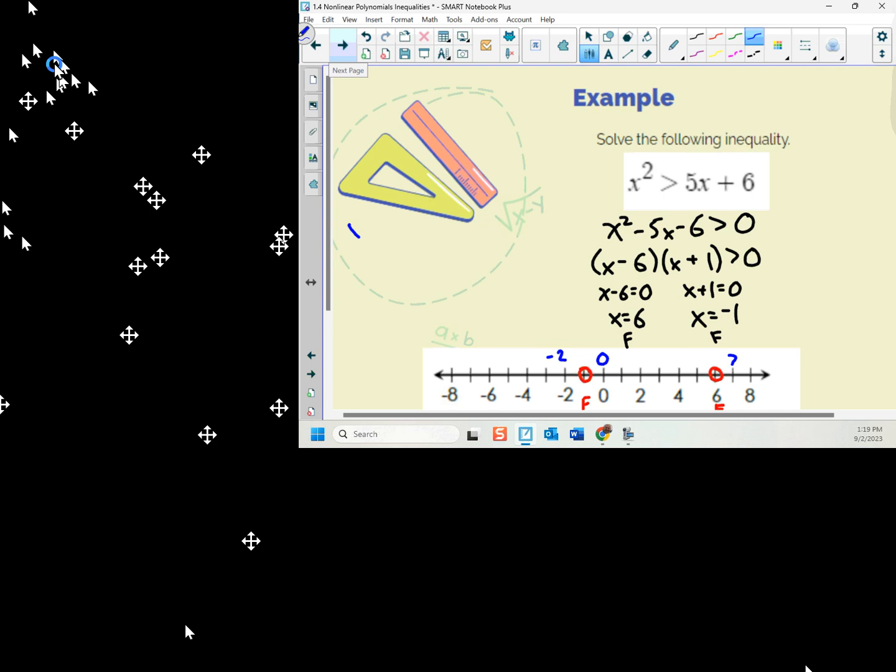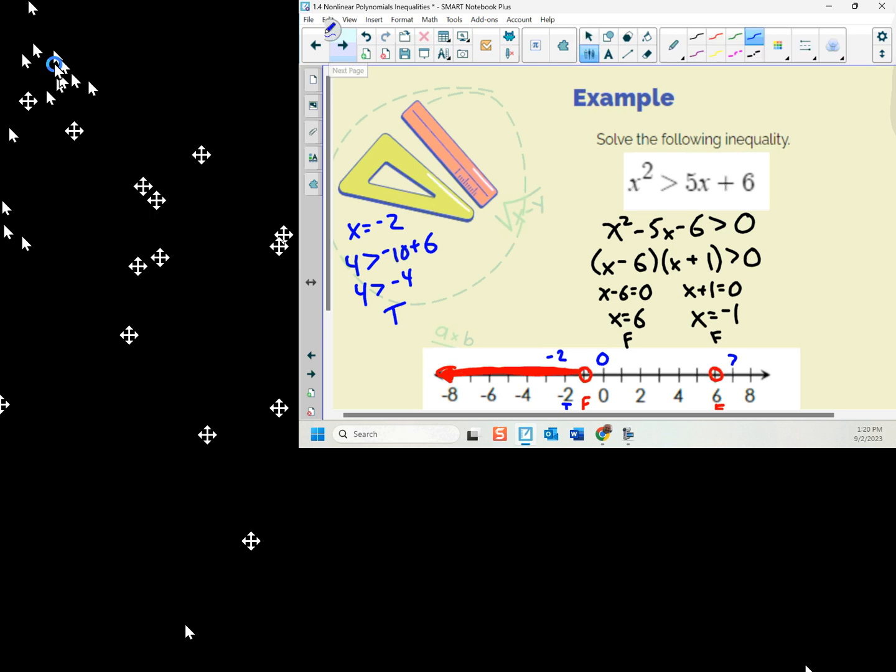So when x equals negative 2, I get 4 is greater than negative 10 plus 6. That means 4 is greater than negative 4. That's true. So this is true. If that's true, now I know the interval to the left of negative 1, going off to negative infinity, is going to be true. Those will give us values that would make this true.